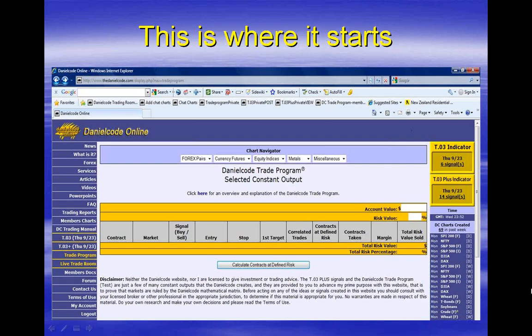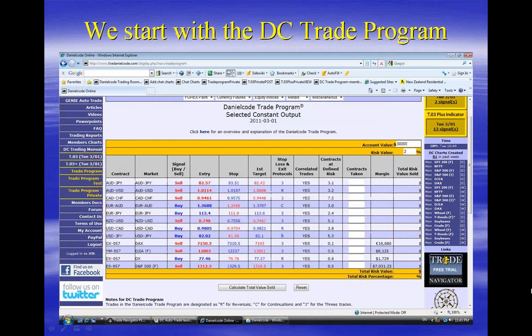Genie knows all this stuff, and we'll just go ahead and place the right signals for you, place the stops and everything else, as we will see. There's a closer look at this Danielcode trade program.